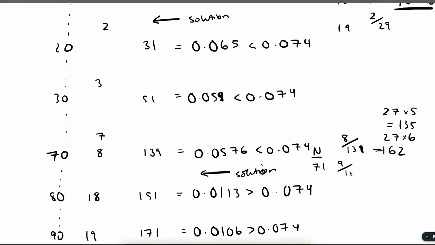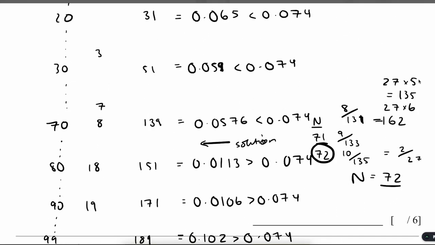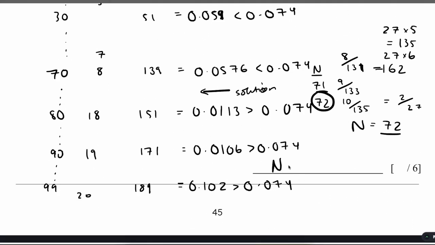We get 9 over 133. And so I'm expecting that this is going to be 135. So if we divide both sides by 5, then we get 2 over 27. So that is our solution, n equals 72. So we've got two solutions, n equals 18 and n equals 72. So n equals 18 and 72.